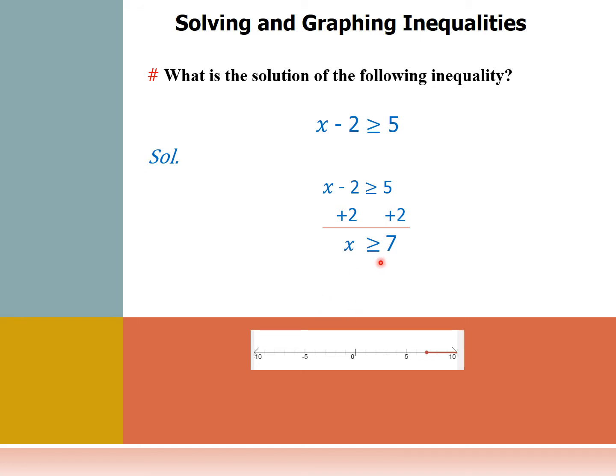And to find the graph of this inequality, as in the previous lesson, starting from 7, this is 5, 6, 7, and because we have the inequality sign with equal, the circle on 7 will be closed. So x is greater than or equal to 7 here.